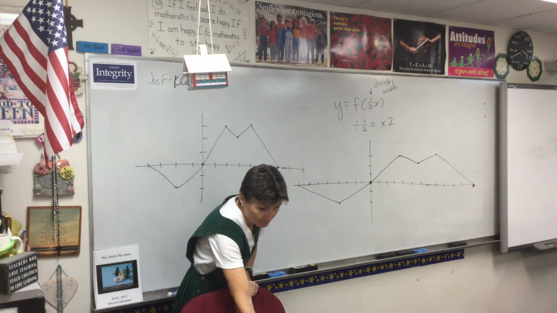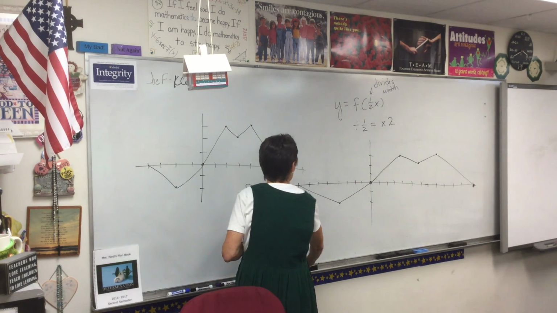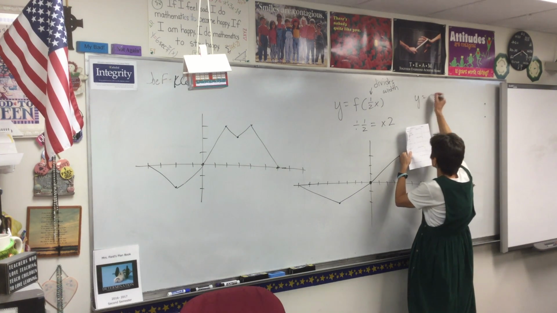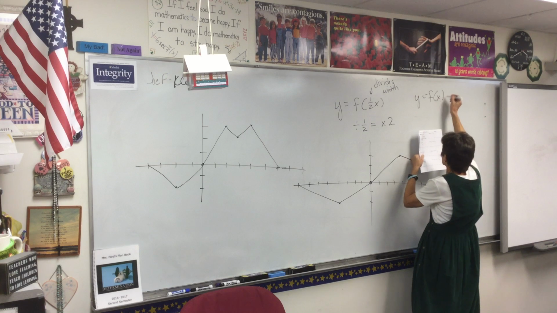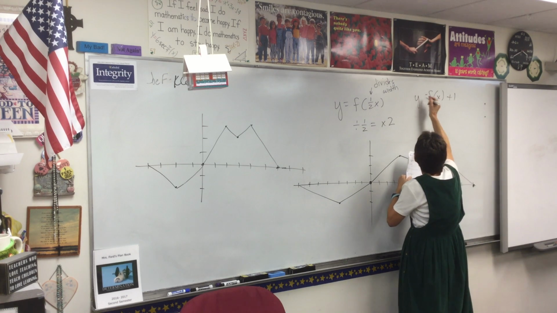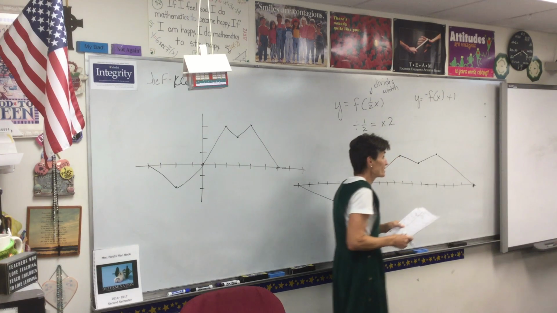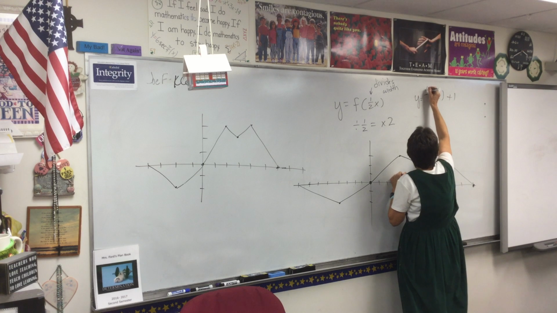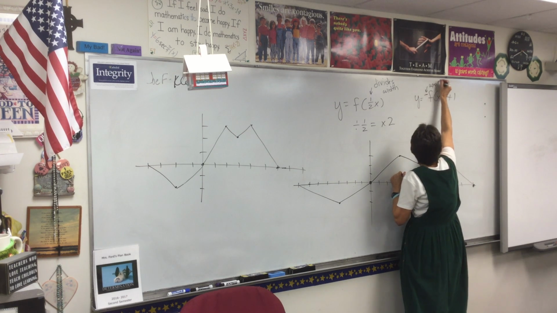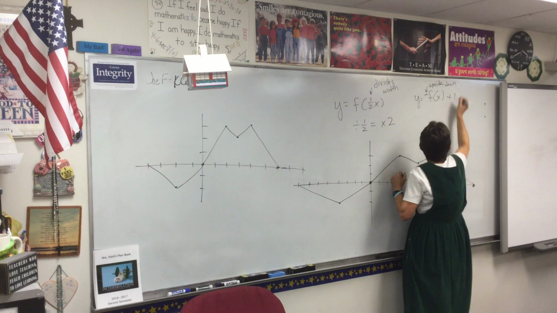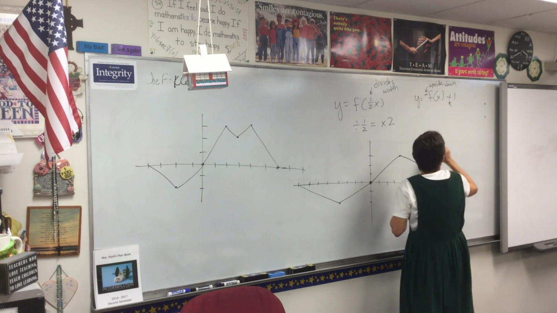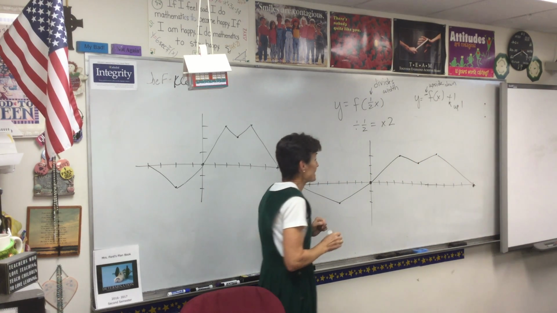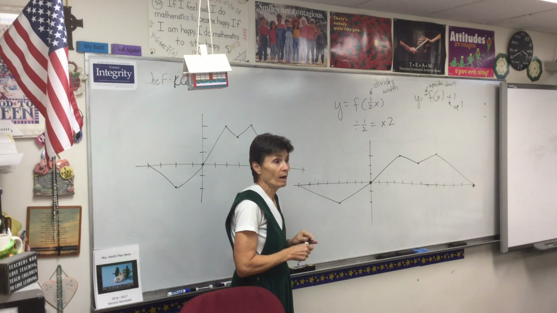Okay, next problem. What's happening in this one? That took about all the room. Let's see, what's happening in this one? Actually, 2 things are happening. What does this negative out here do? This is going to be upside down. And that is going to go up 1. So we're going to be upside down and up 1.